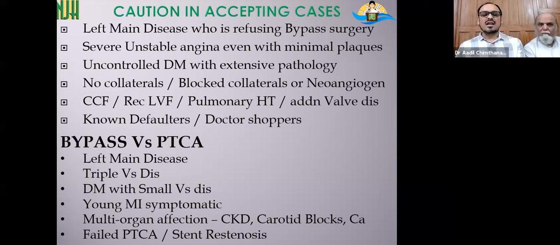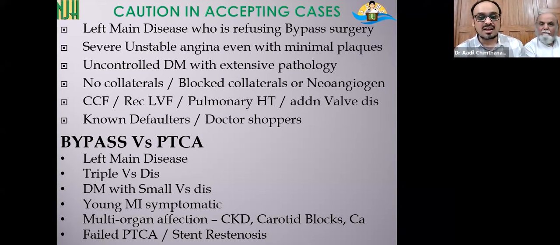Now, whenever a homeopath takes a case, there are certain pointers. As a homeopath, when a person comes to me, they come with very high expectations. 99% want to avoid surgery, they want to avoid bypass and angioplasty, or people who have undergone stenting. So people who have left main disease and are refusing bypass, beware. Tell them that homeopathy can work, but beware.